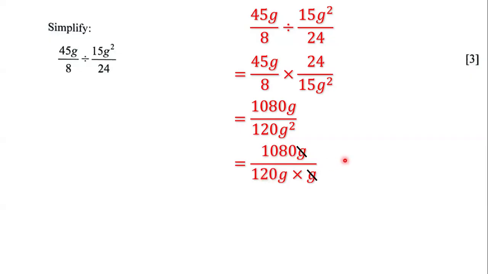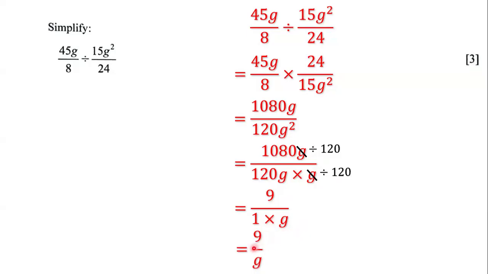Now the next thing we're going to do is divide both top and bottom, both the numerator and the denominator, by 120. And 120 divided by 120 is definitely 1. And so at the bottom, we have 1 times g, because 120 divided by 120 is 1. We still have this g here. And 1080 divided by 120 is 9. So we have 9 on top divided by 1 times g, and 1 times g is definitely g. So our answer here is 9 all over g.